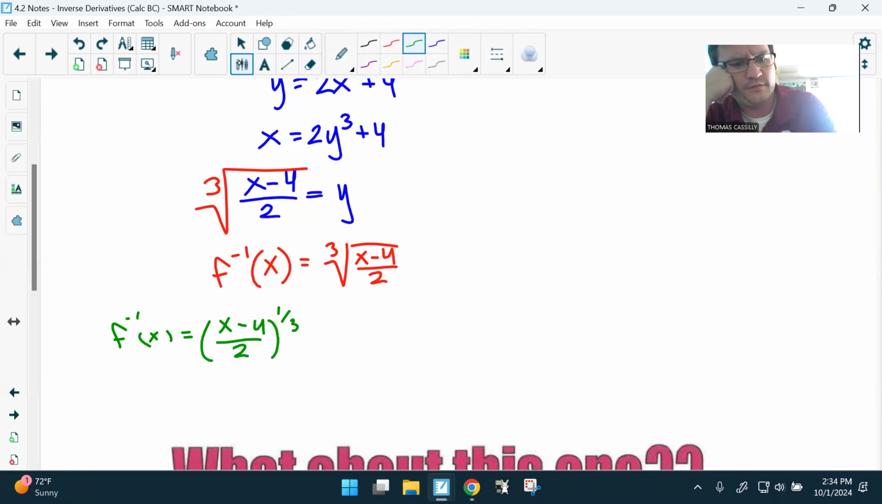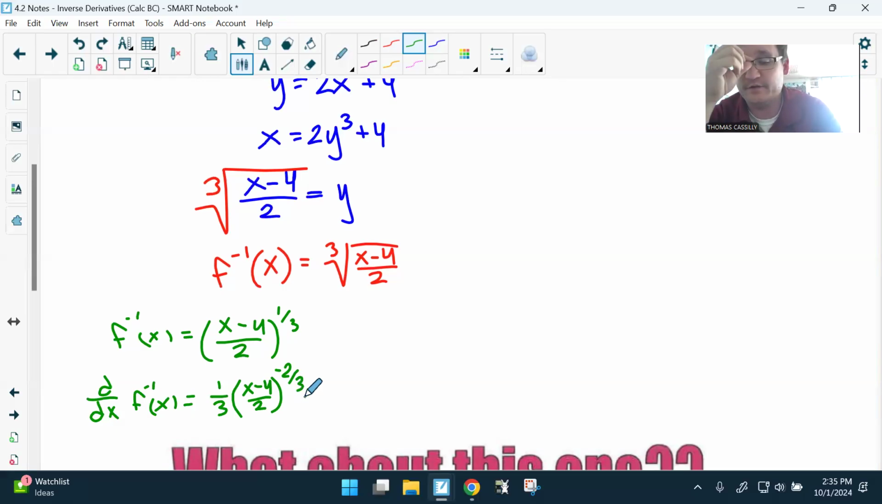So now if I take the derivative, so now we're going to say d dx of f inverse of x. Power rule says bring the 1/3 down front. And then we're going to have the x minus 4 all over 2. And then we're going to have a negative, what is that going to be? Negative 2/3 here. And then times the derivative of the inside. The derivative of x over 2 is just going to be 1/2. All right. So that's the derivative.